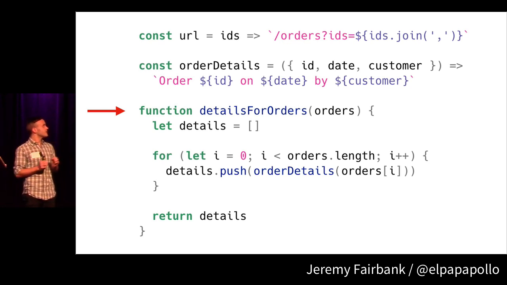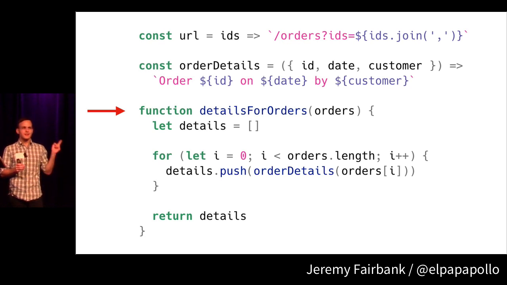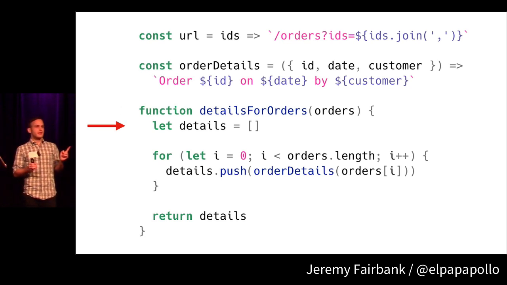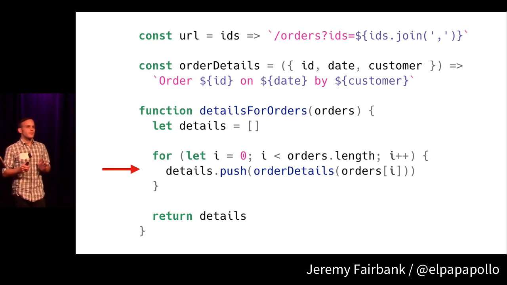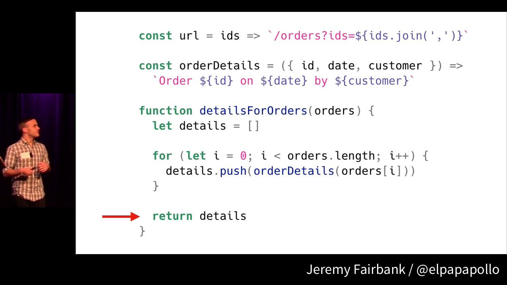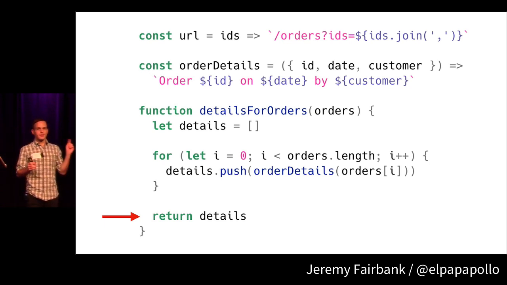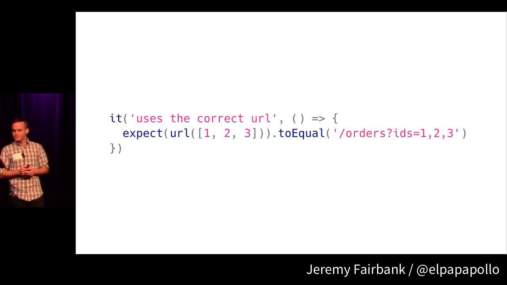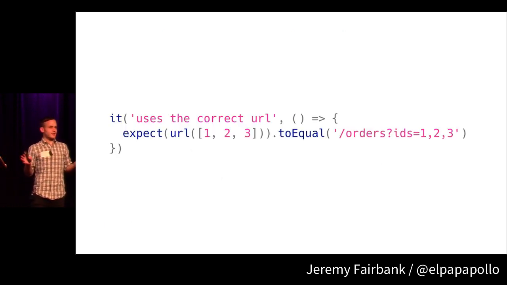So we'll start off with this details for orders function. It takes the array of orders, and we'll just build up an intermediate array for now called details. And then we'll go through a for loop and we'll push the details into this array. And we're going to call to our helper function called order details. And then finally return this array of details. Now if you're cringing a little at this for loop, don't worry, we're going to return back to that in a moment. But we'll start with this for now. So when it comes to testing this code though, with the URLs, it's a pure function.